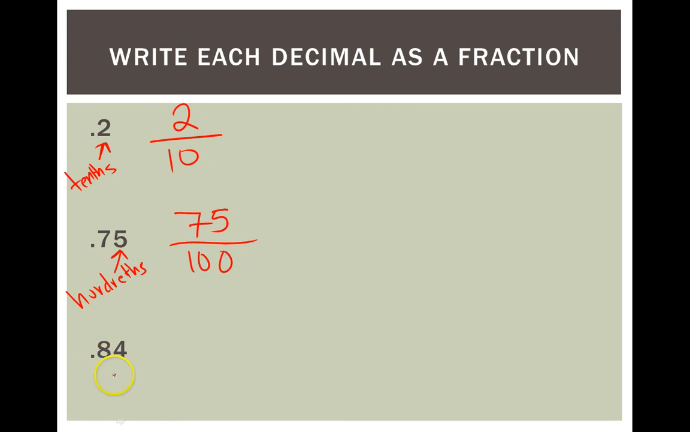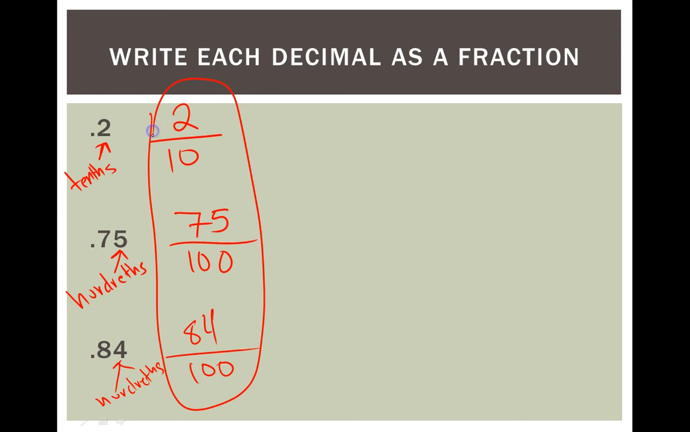Let's look at this one, 84 hundredths. I have 84 if my decimal's not there, so that goes in my numerator. My last place is also in the hundredths place. So that gives me 100 as my denominator. And now all my decimals are converted into fractions.